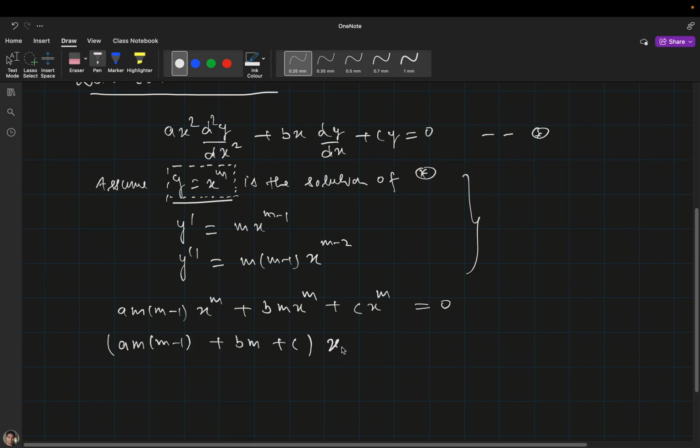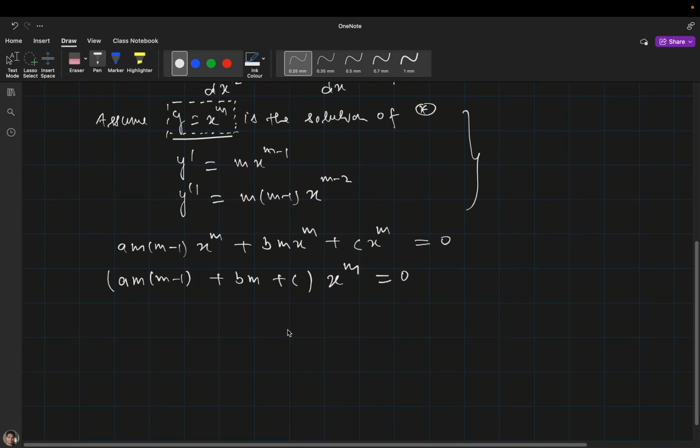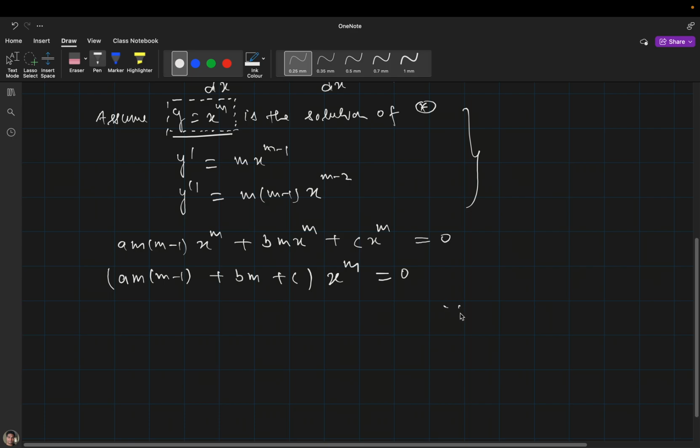Yes, sir. Okay, fine, sir. So you can see that here x raised to the power m cannot be equal to 0. So we are writing like this.